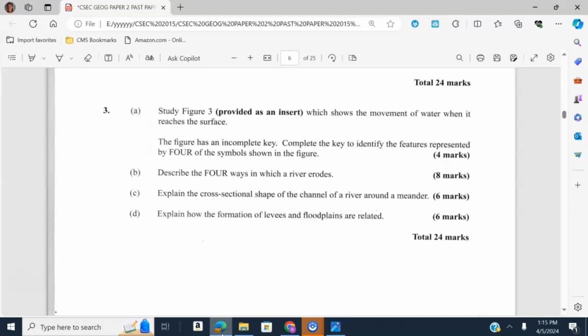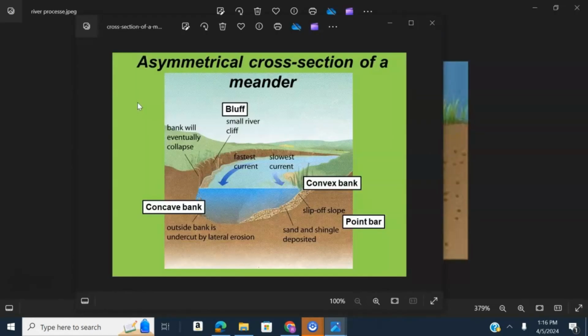Once you were able to describe the 4 processes, 8 marks should be yours. Next, you're asked to explain the cross-sectional shape of the channel of a river around a meander. So this is a picture showing the cross-section of a meander.